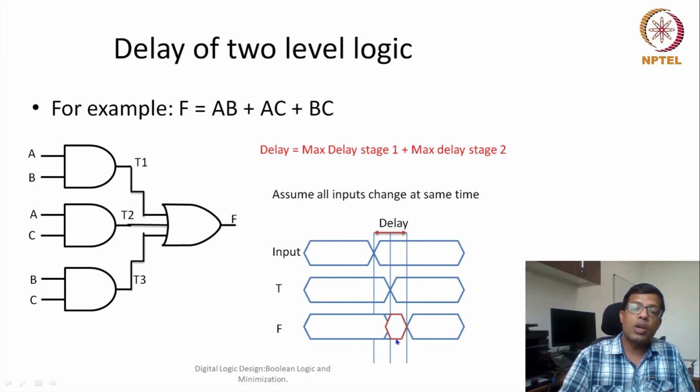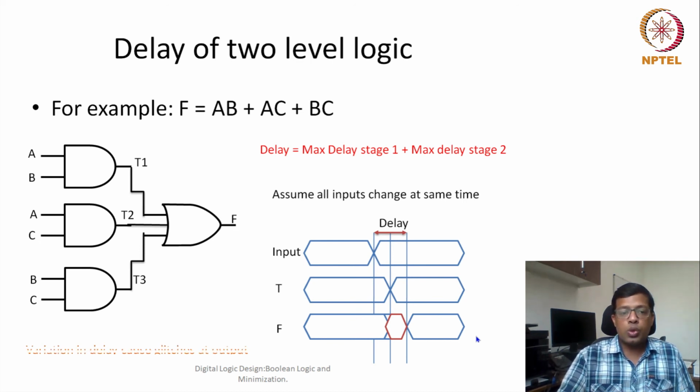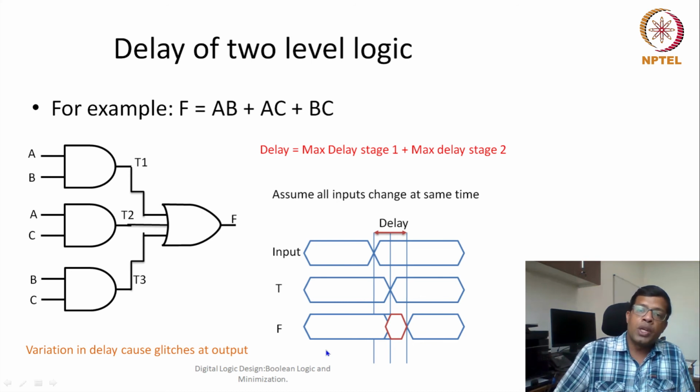We sometimes call these spikes. Sometimes this f would be 1 and 0, but it will get stabilized when this whole delay has elapsed. So after the maximum delay of stage 1 plus the maximum delay of stage 2, there won't be any change in the output. These spikes of 1 and 0 are also called glitches at the output.